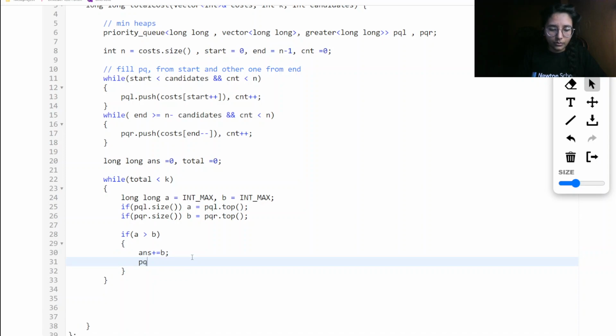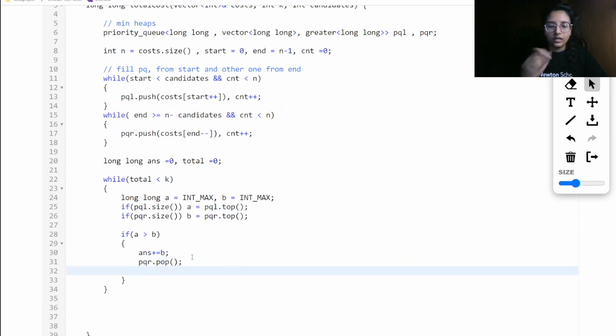We will be popping that from our right priority queue. And then comes the part that because we popped one element, surely there would be some more elements there. So we are required to push those elements to our priority queue. So that's what we are doing here.